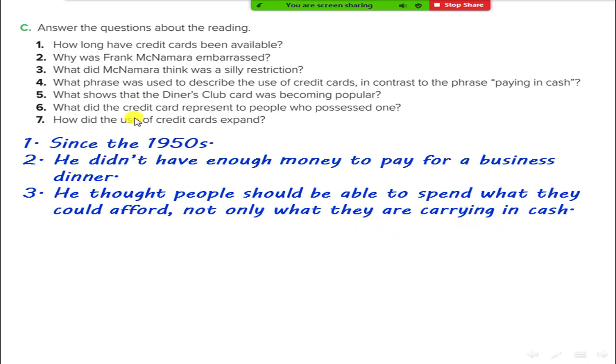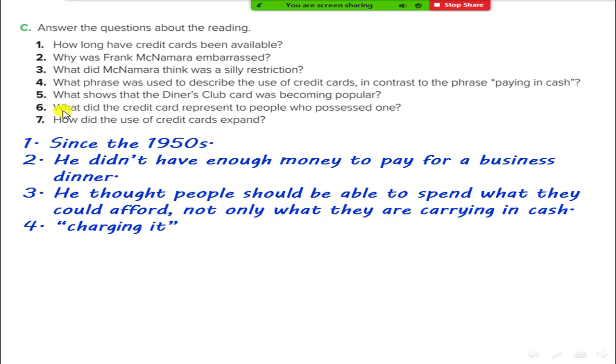Number 4, what phrase was used to describe the use of credit cards in contrast to the phrase paying in cash? Okay, Ahmed Nasser. Charging it. Yes, charging. Thank you, Ahmed.